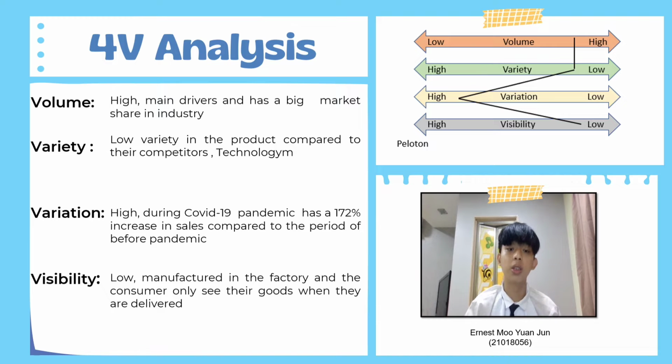Peloton exercise bikes are in high demand during the COVID-19 pandemic, with a 172% increase in sales compared to the period before the pandemic. It was because the Peloton exercise bike had become a substitute, providing people with the opportunity to exercise at home while they are in lockdown to prevent the spread of the pandemic.